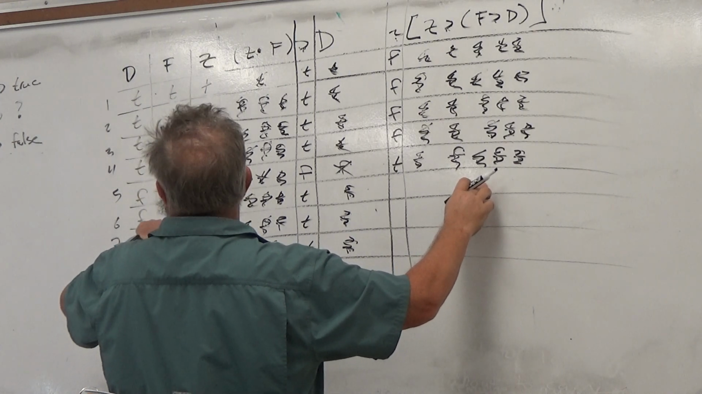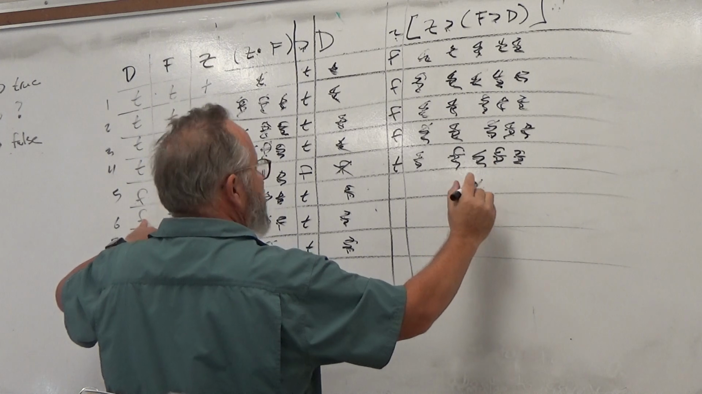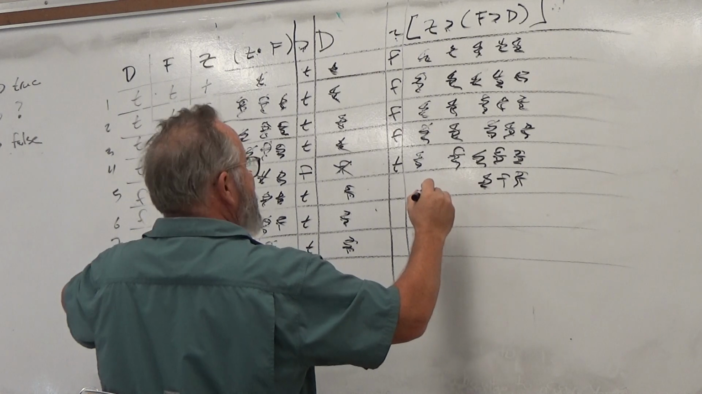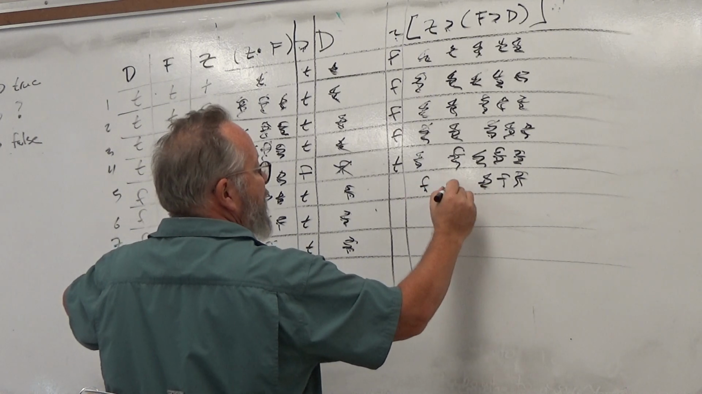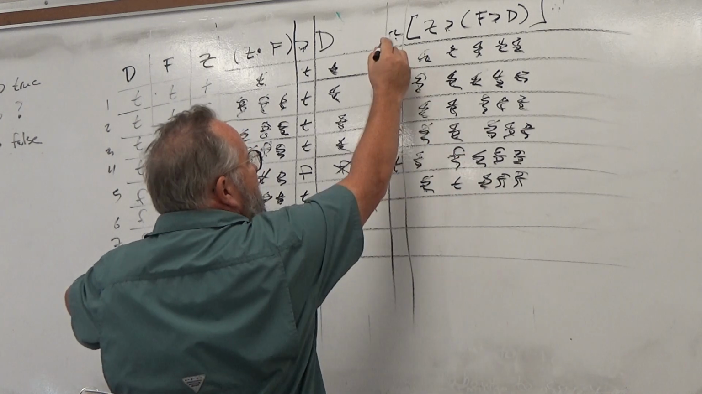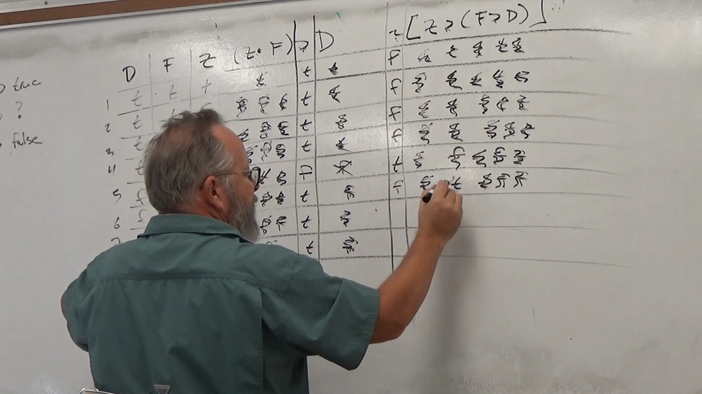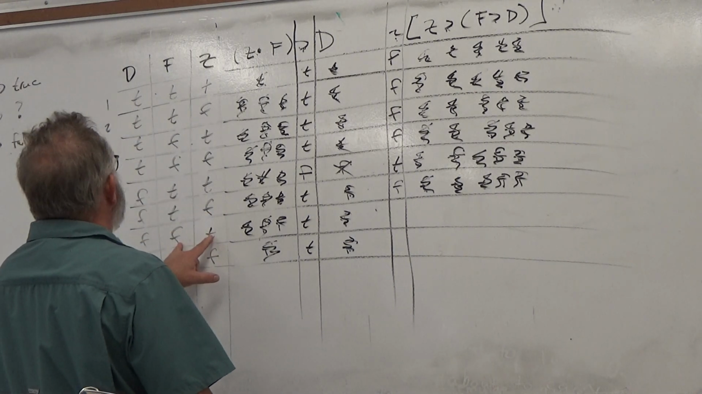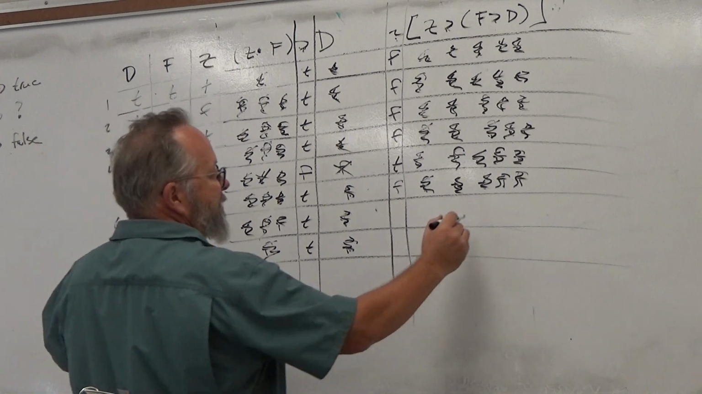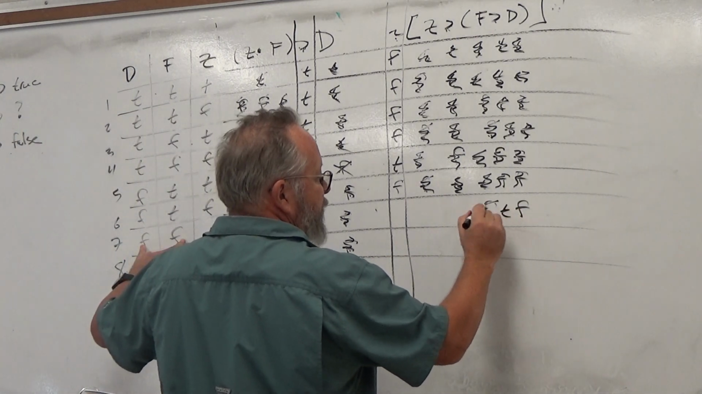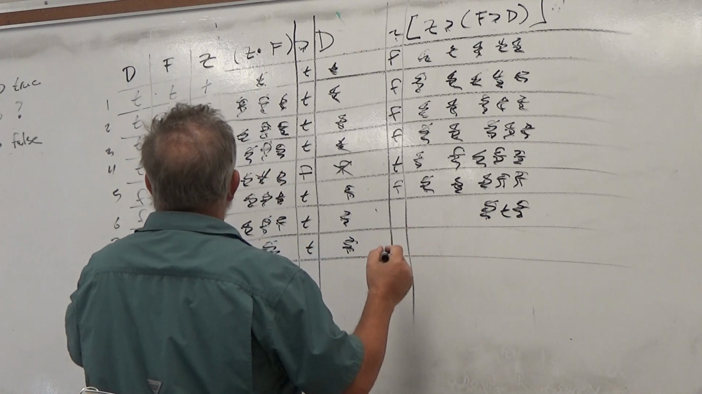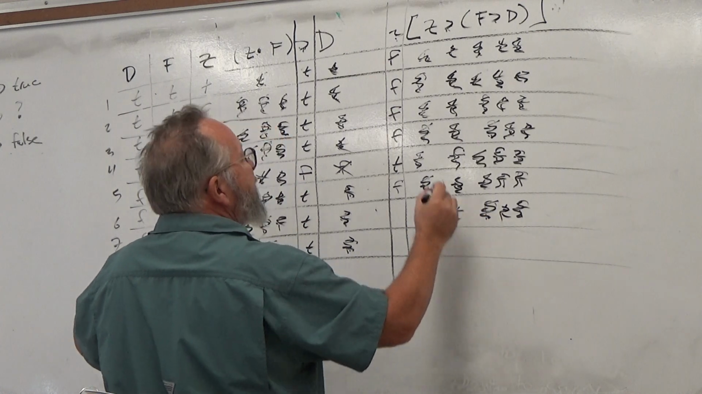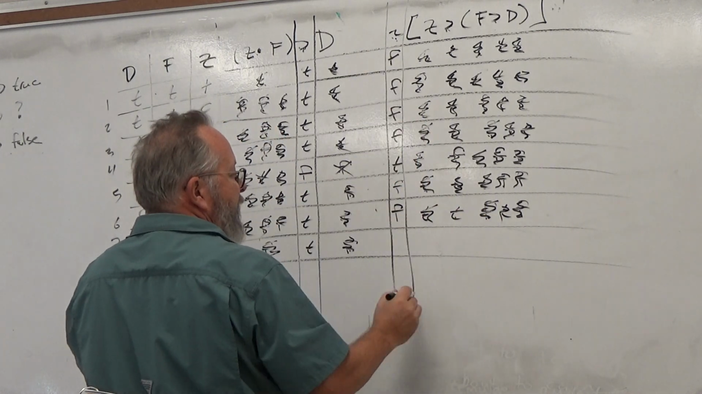F, then D. So it's true, then false, which is false. Z is false. False, then false is true. But we have to negate it, so we end up with false. Okay. F, then D on this line. F is false, D is false. So false, then false is true. And Z on this line is true. So we have true, then true, which is true. But we have to negate it, so we get false.